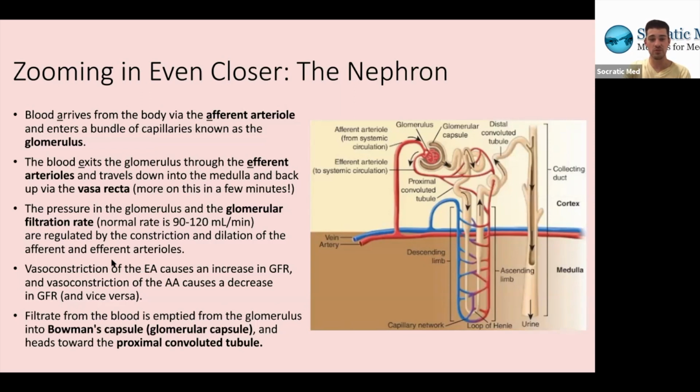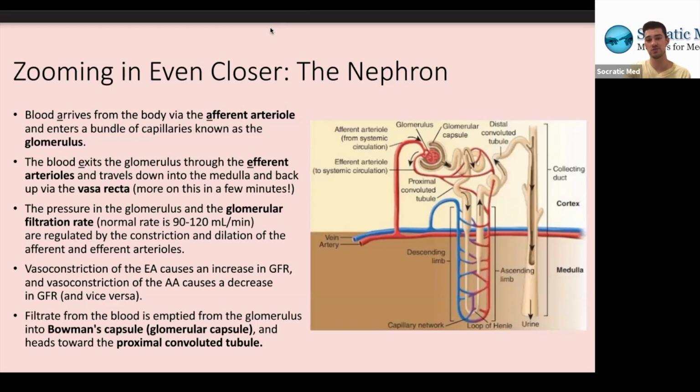So one of the ways they do that is control of the afferent and efferent arterioles. Vasoconstriction of the efferent arteriole causes an increase in the glomerular filtration rate. If you think about that logically, the efferent arteriole is the one that is leaving the glomerulus. So if you constrict that, you're stopping the flow of blood out of the glomerulus, but the flow of blood in is remaining the same. So that's going to increase the blood volume in the glomerulus, and it's also going to increase the hydrostatic pressure.